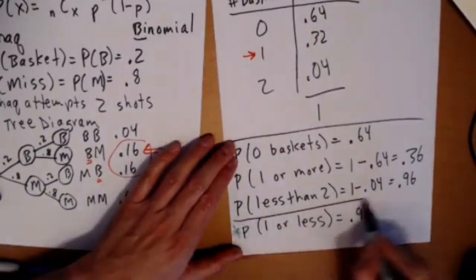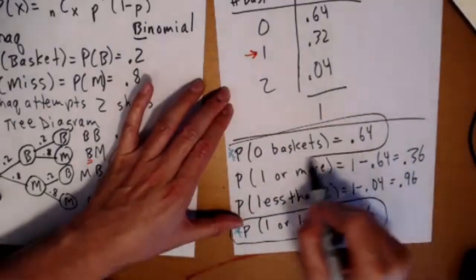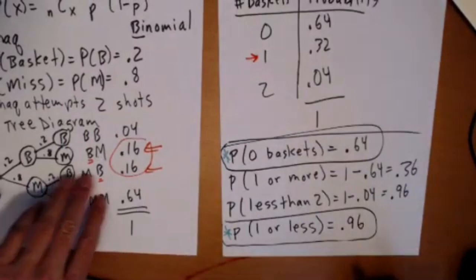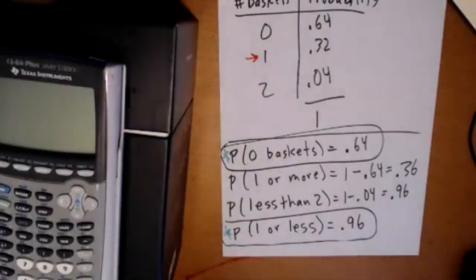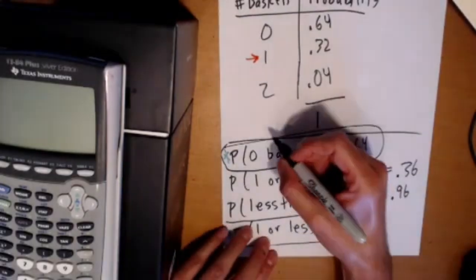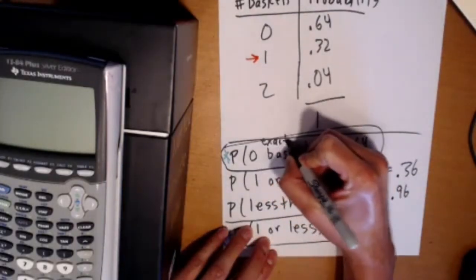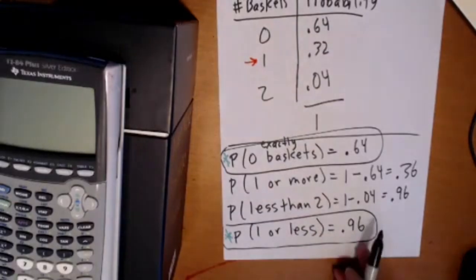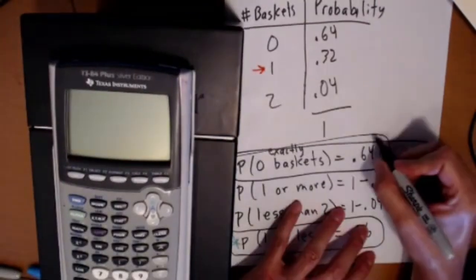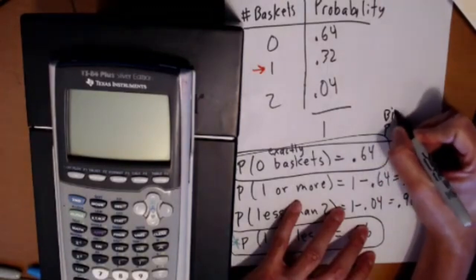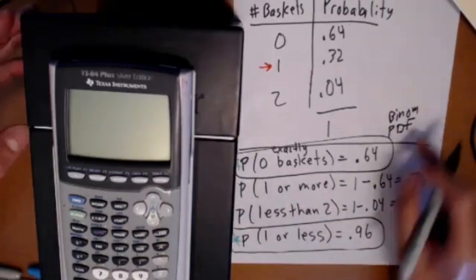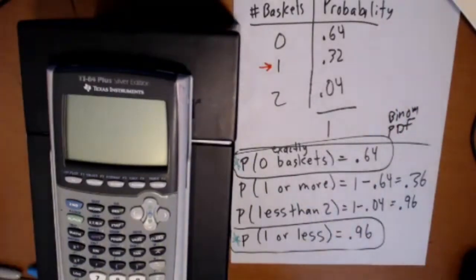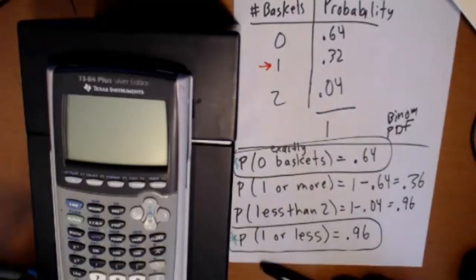Okay. Let's redo these really quickly. The 2 blue ones I did on the calculator. Let's see if this is making any sense. Probability of 0 baskets. Maybe I didn't write it, but what if I said exactly 0 baskets? If it's exactly, that's going to be the binomial PDF. Binomial PDF is when it's exactly 1 or exactly 2, or in this case exactly 0.